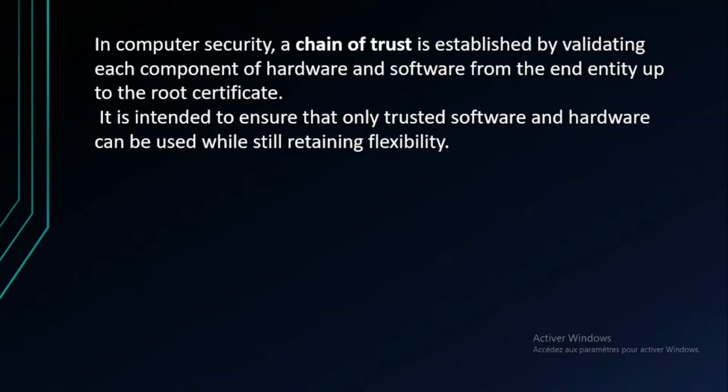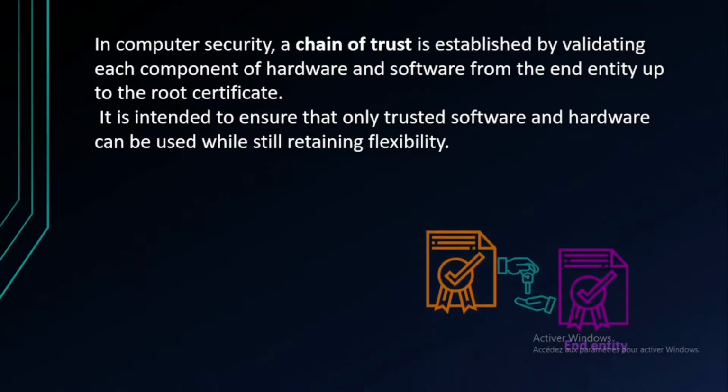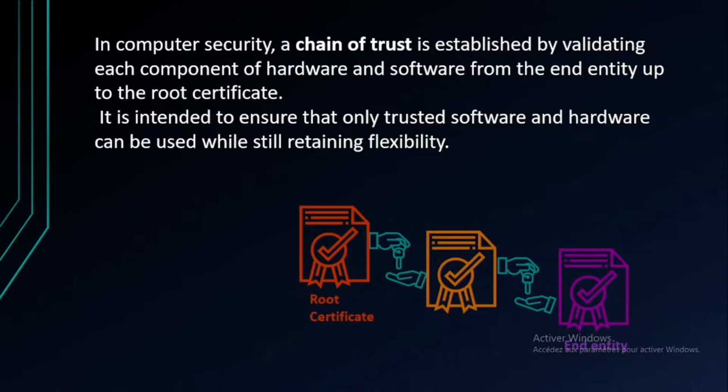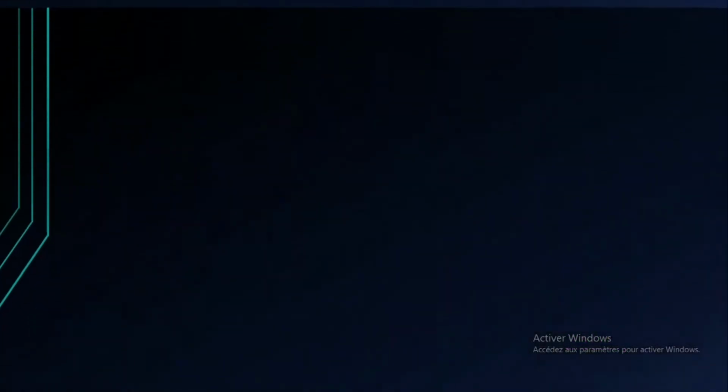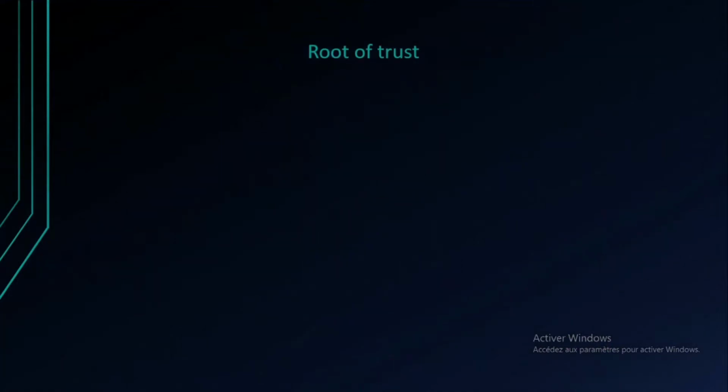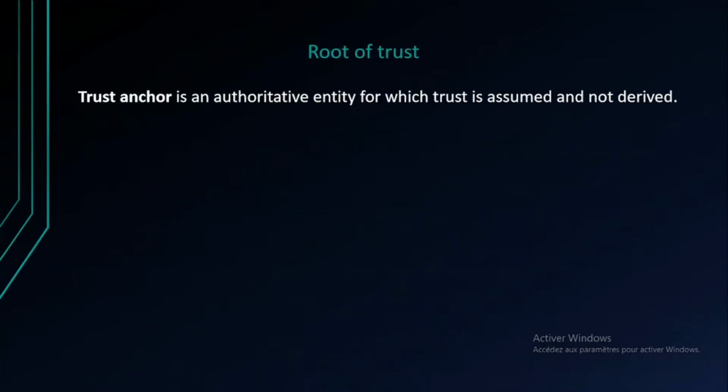The final software can be trusted to have certain properties because if it had been illegally modified, its signature would be invalid and the previous software would not have executed it. The previous software can be trusted because it in turn would not have been loaded if its signature had been invalid. The trustworthiness of each layer is guaranteed by the one before, back to the trust anchor. The trust anchor is an authoritative entity for which trust is assumed and not derived.